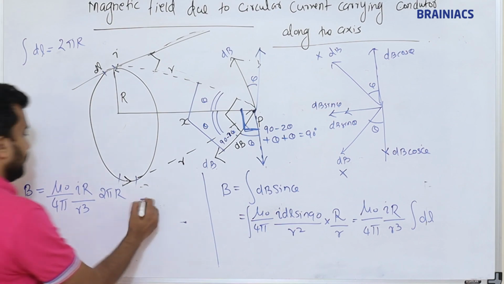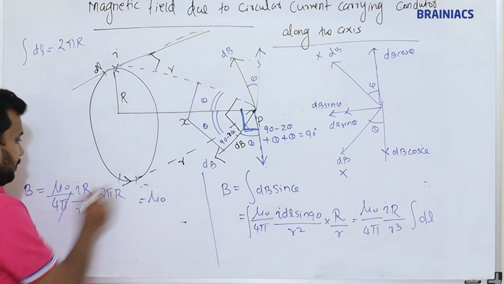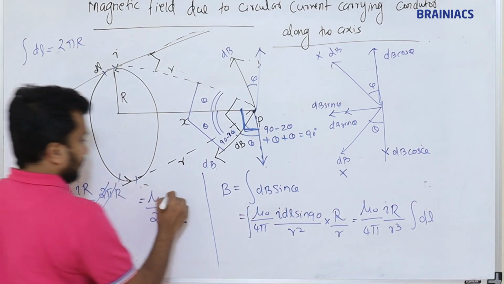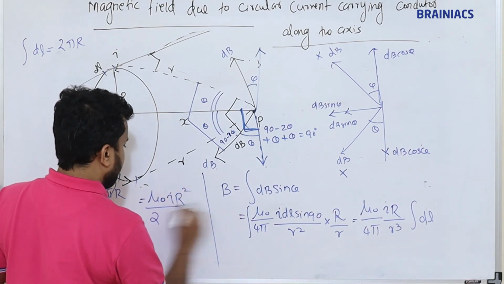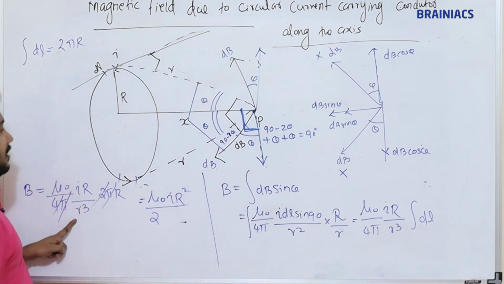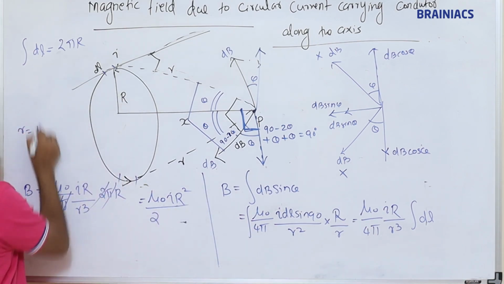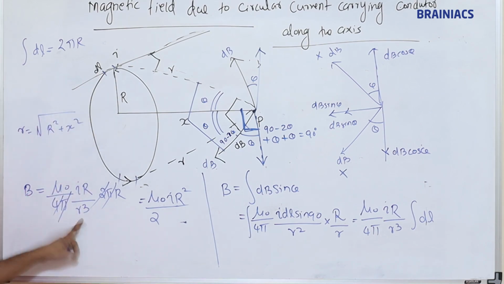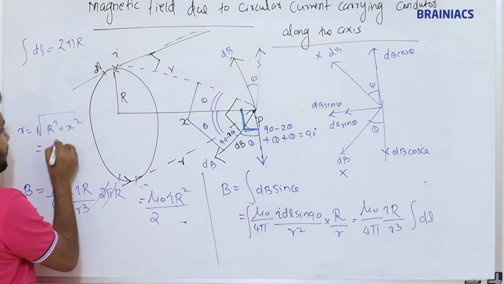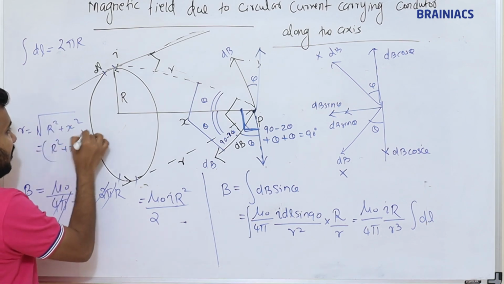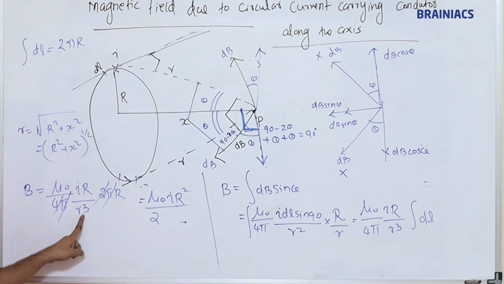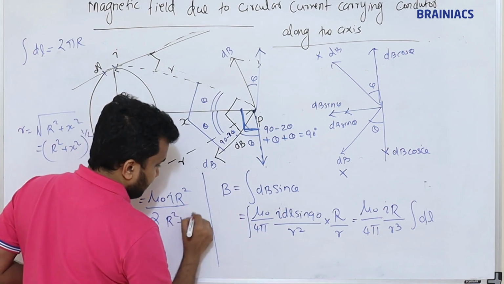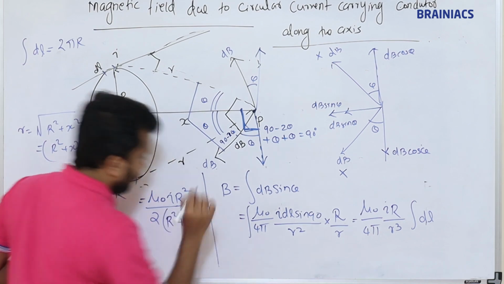Okay, so what will this come? Mu 0, pi pi cancel, 2 2 cancel, mu 0 by 2 into I r square divided by r cube. Small letter r means what? Small letter r will be equal to root of r square plus x square. So it is r cube. So this can be written as r square plus x square whole power 1 by 2 r alone. Now it is cube, so what will come? R square plus x square whole power 3 by 2.